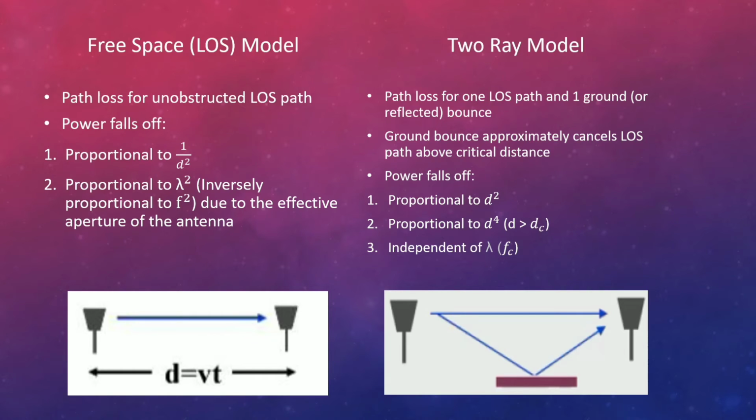And then on the right side, there is the two-ray model. In the two-ray model, the receiver receives two types of signal, the LOS and the non-LOS signals. The non-LOS signals come from reflection or refraction. In this model, the power falls proportional to the distance squared, and the power decreases significantly when the distance is further than its threshold distance. It also states that it is independent of wavelength and frequency.